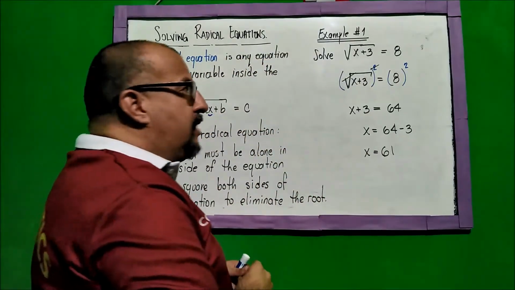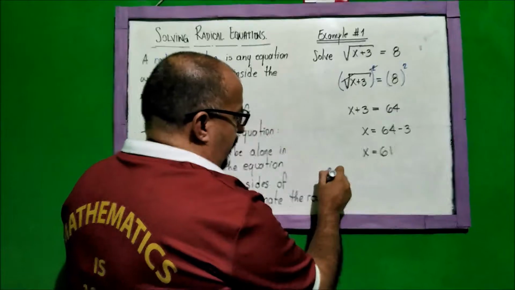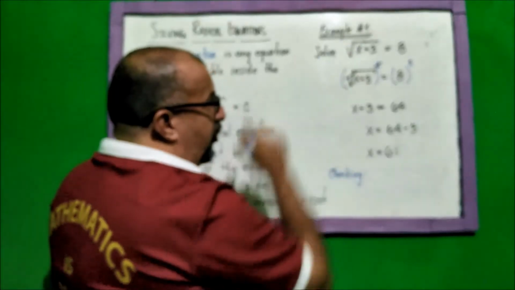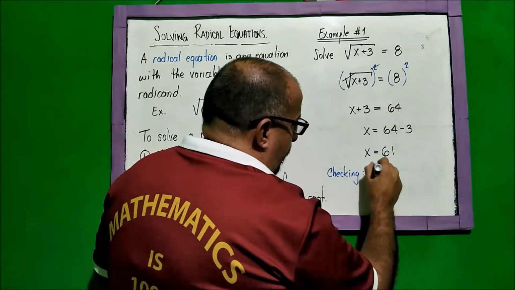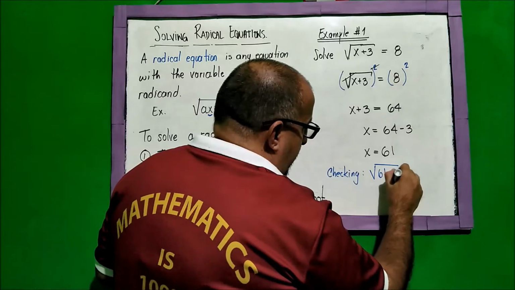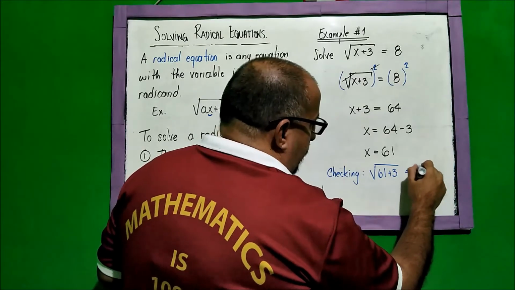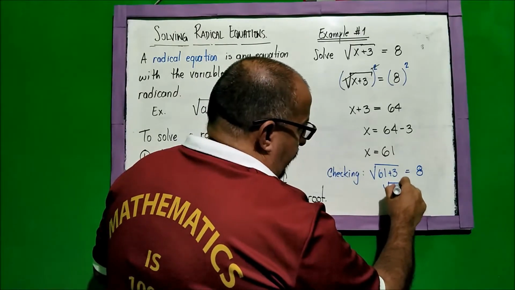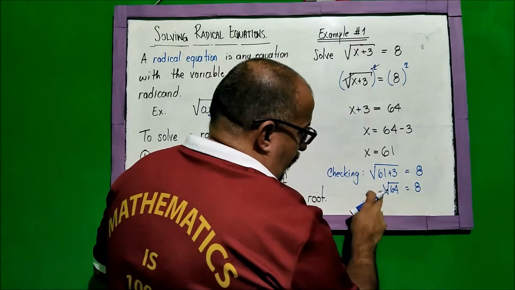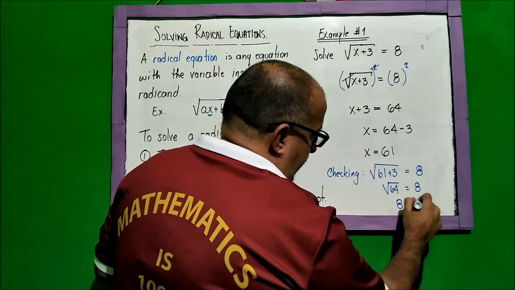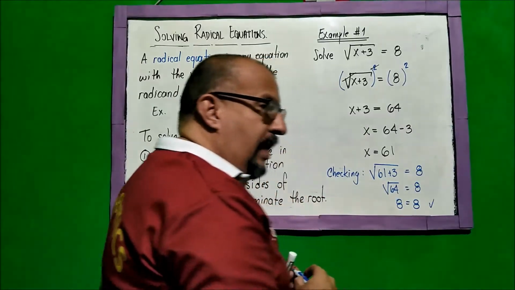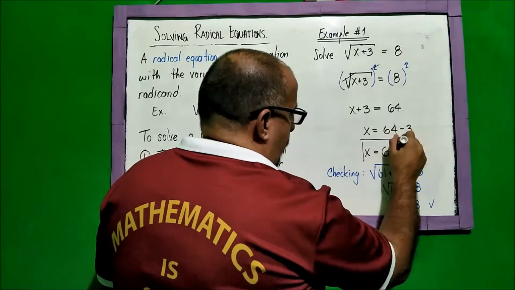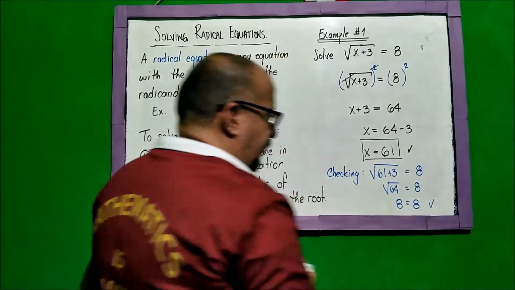How do we confirm that the answer is correct? We do a very brief checking of the value in the original problem. We replace x with 61: the square root of 61 plus 3, and the answer has to be equal to 8. 61 plus 3 is 64, the square root of 64 is 8, equal to 8. And since we have a true statement, then we have the solution of the equation. Then x equals 61 is the right answer.